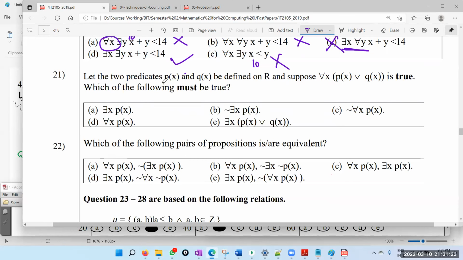Let the two predicates Px and Qx be defined on R. Suppose for all x, Px or Qx is true. It says for all x either Px or Qx is true. So there are a few possibilities. One possibility is your Px is somewhere here and your Qx is somewhere here, then for all x Px or Qx is true. There's another possibility: your Px is somewhere here and your Qx is somewhere here.